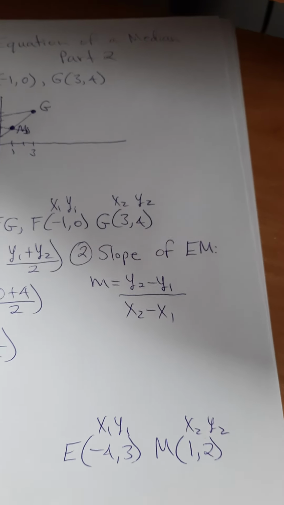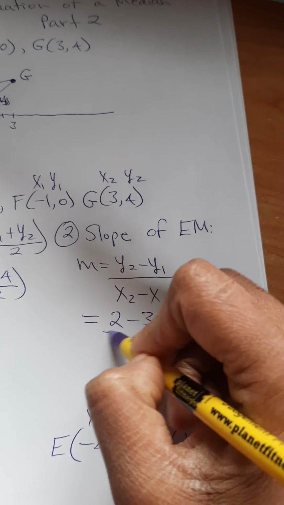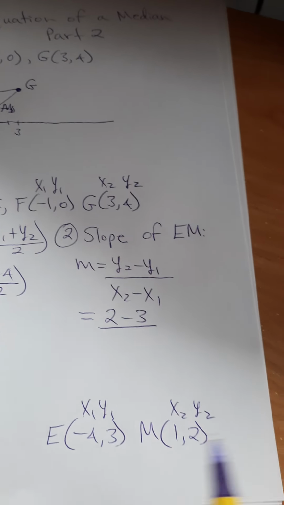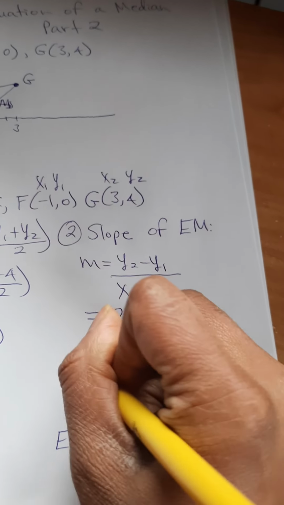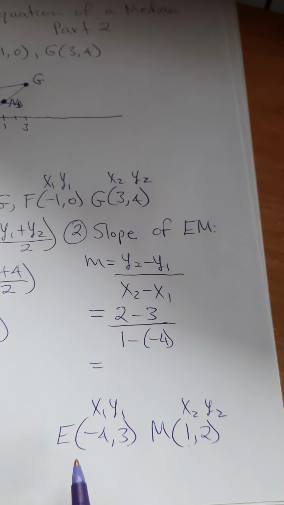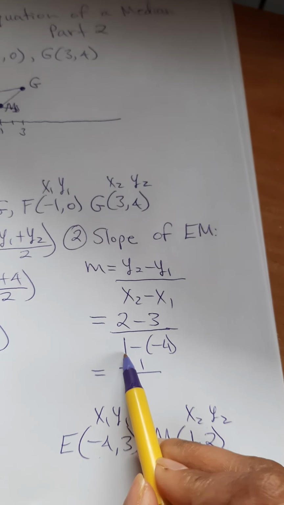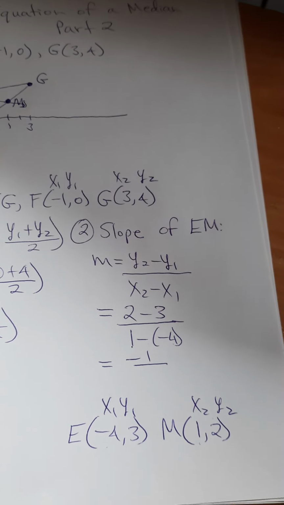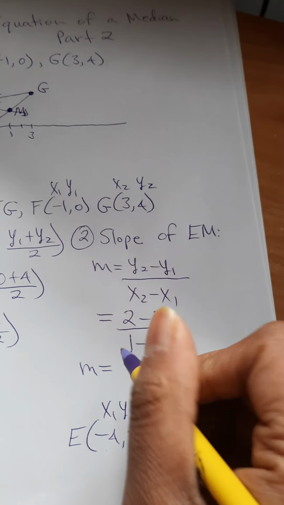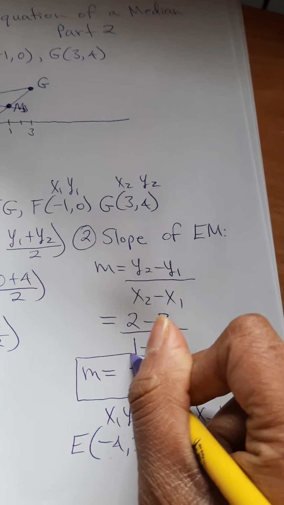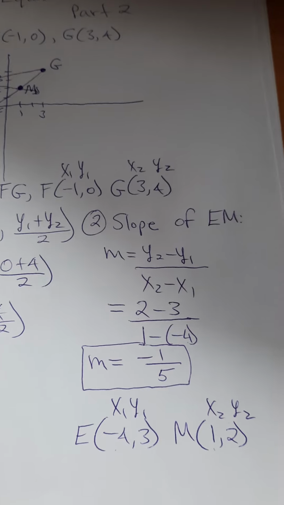We're going to put it into the formula for the slope. So we're going to do 2 minus 3, over x2, which is 1, minus negative 4. One more time, make sure when it is a negative, put that in brackets. So this becomes negative 1, and the bottom is 1 plus 4 because there are two negatives there. So that becomes 5. And this is basically my slope. I'm just going to box it right here. So we know what the slope is. And the slope here is negative 1 over 5.